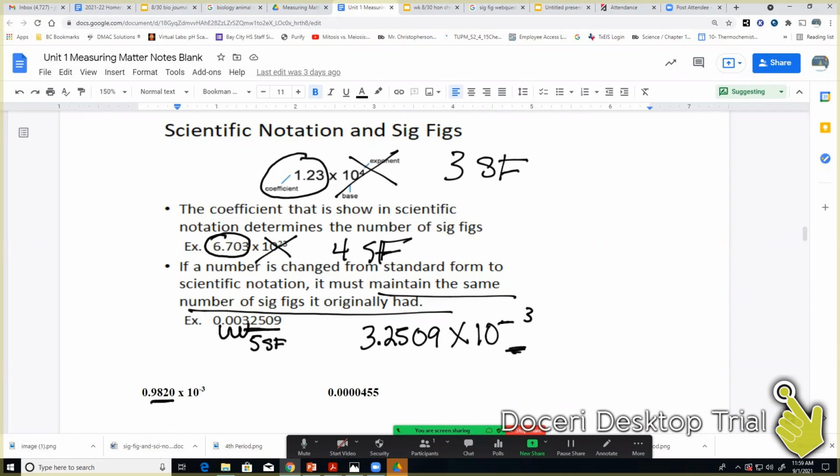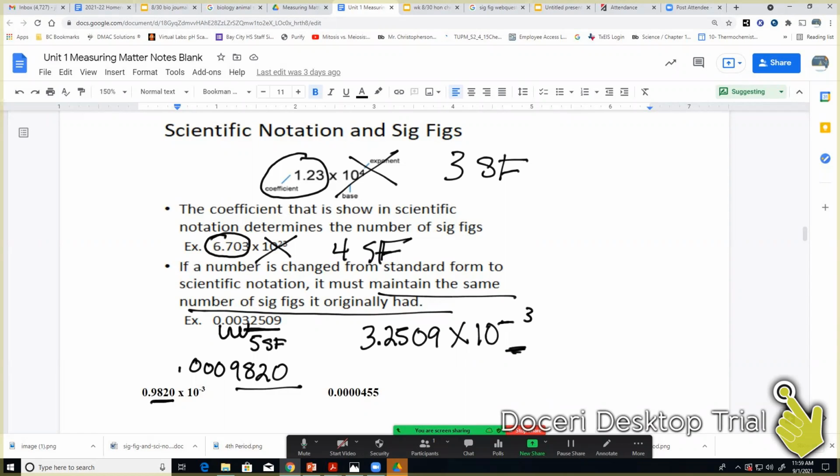Same thing here. This had 4 sig figs. So if I write it out, it has to have 4 sig figs. Sorry, y'all. 0.000980. I'm maintaining my sig figs. I don't think I can say sig figs any more times until I get to 8th period.